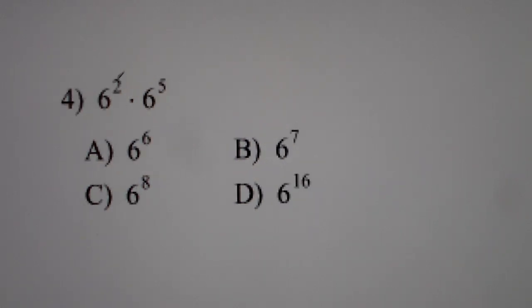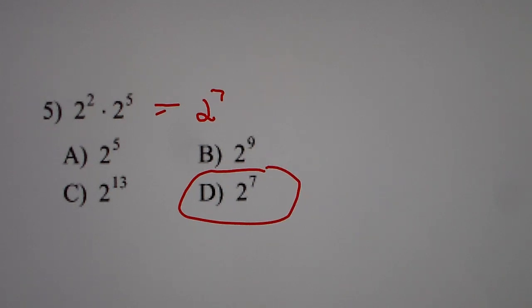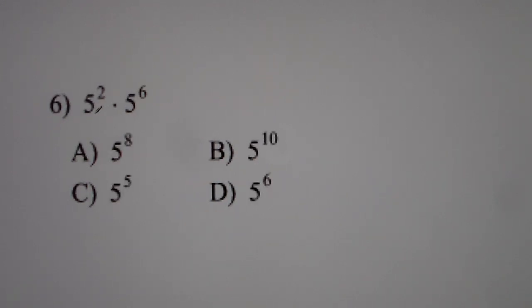Number 4, 6 to the power of 2 times 6 to the power of 5. 2 plus 5 gets us 7. So you have 6 to the 7th. Number 5, 2 to the power of 2 times 2 to the power of 5. That gets us 2 to the power of 7. So that answer is D. Number 6, 5 to the power of 2 times 5 to the power of 6. 2 plus 6 gets you 8. So 5 to the power of 8.